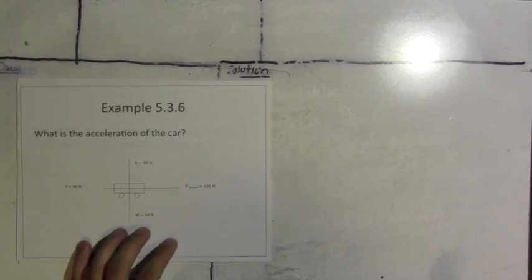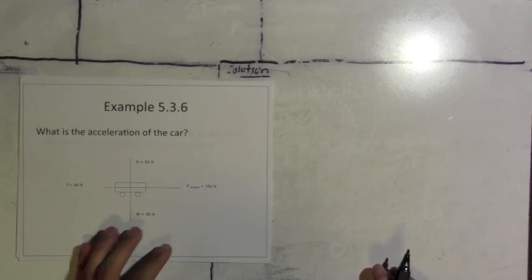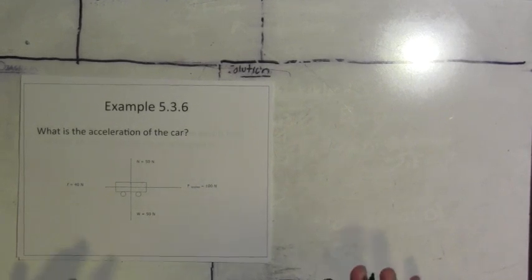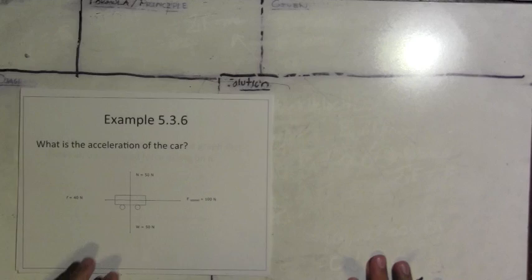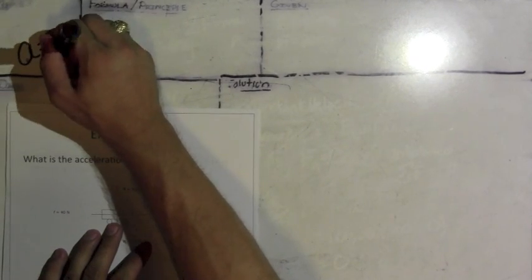Okay, this is a great question, example 5.3.6, because it ties together everything that we've talked about in force so far. So the first thing you do is you look at the free body diagram, and you can evaluate this free body diagram to figure out a couple of things. And we're going to do that in just a second. But it says, what is the acceleration of the car? So I know that the acceleration is what I'm trying to find.